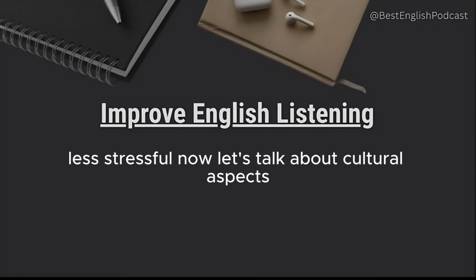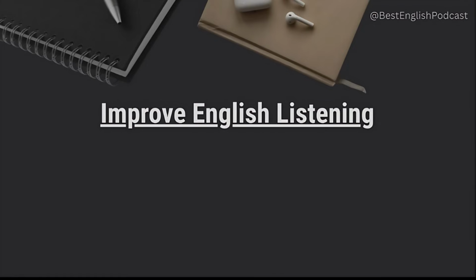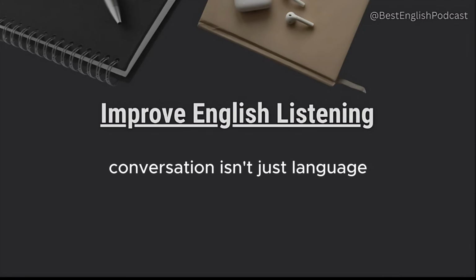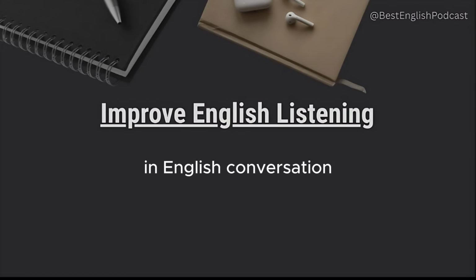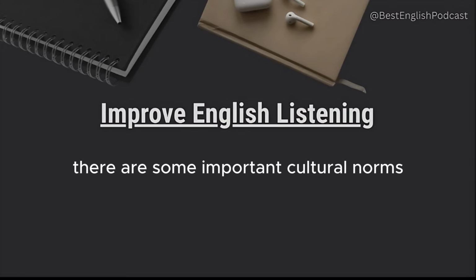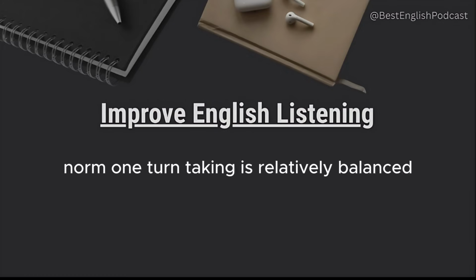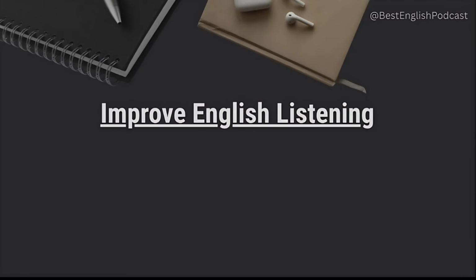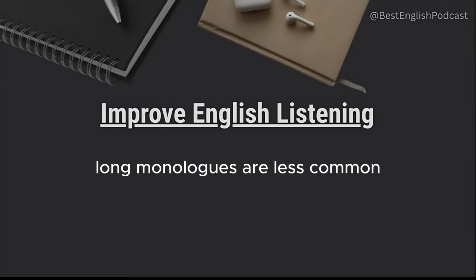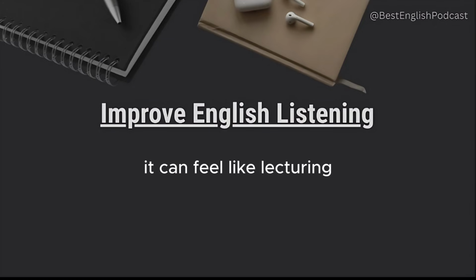Now, let's talk about cultural aspects. Conversation isn't just language, it's culture. Different cultures have different conversation rules. In English conversation, there are some important cultural norms. Norm 1. Turn-taking is relatively balanced. In many English conversations, people take roughly equal turns. Long monologues are less common. If one person talks too much, it can feel like lecturing.